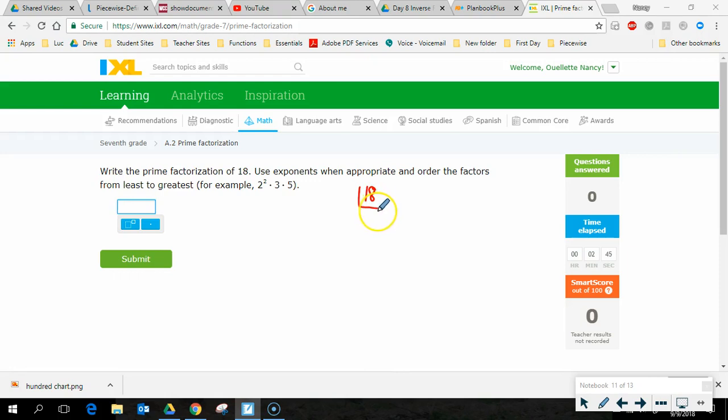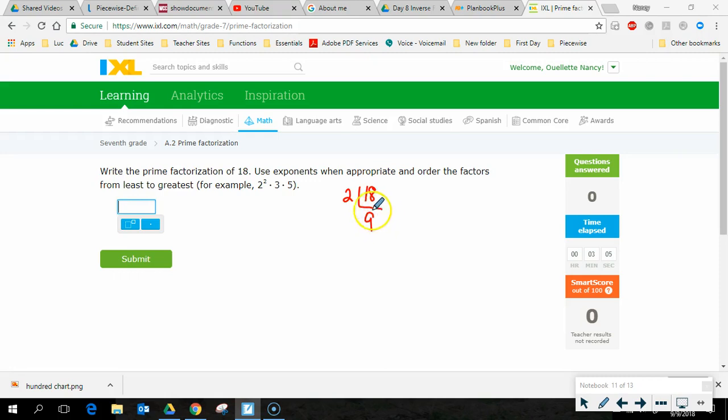And the first thing I want to do is find the lowest prime number that will divide into this number. Well, here's what you need to remember. If it's an even number, the lowest prime factor is always going to be 2. So write your 2 here, and then just divide. 2 will divide into 18 9 times.